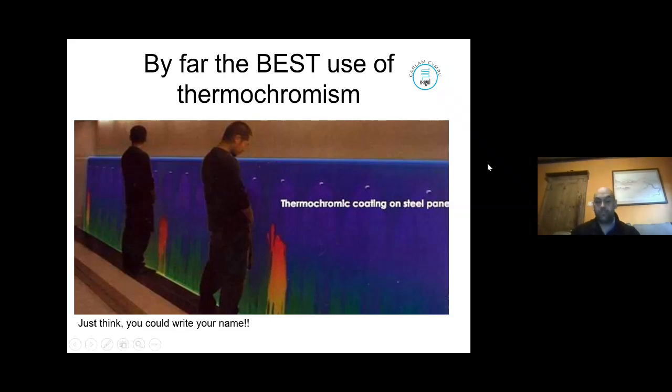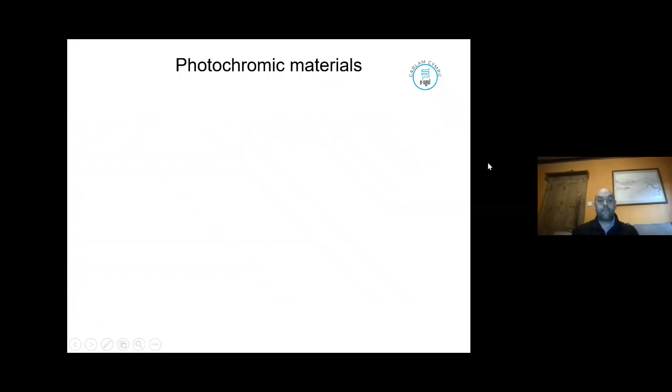Right, so moving on to the next slide. Photochromic. So hopefully you know what photo refers to. I'll give you a clue. Photosynthesis, photograph, photon. It refers to light. So these are materials which reversibly change colour in response to light intensity. That's a nice word to use, light intensity.